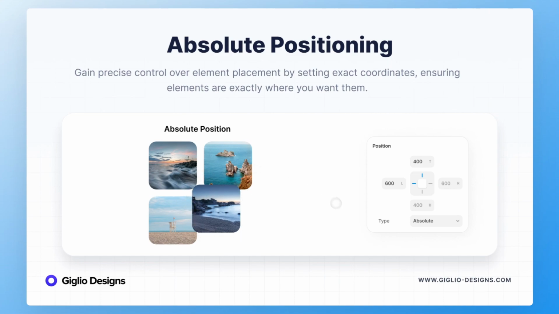So setting the position to absolute is going to give you granular control over where that element is going to be located, and as you can see here, gain precise control over element placement by setting exact coordinates, ensuring elements are exactly where you want them. So the exact coordinates is going to be the theme for the absolute positioning.